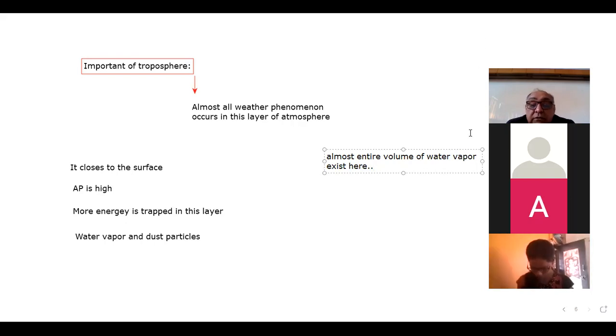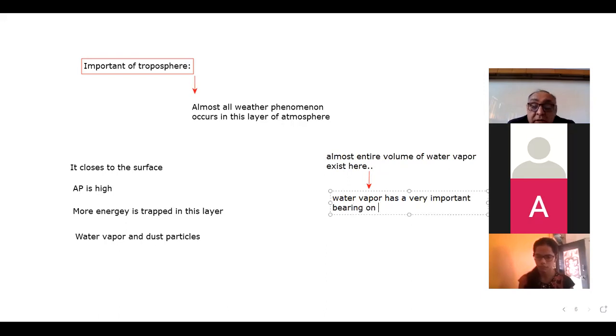Yesterday I told you that water vapor has a very important bearing on weather phenomena. Yes, sir, cloud formation. Water vapor has a very important bearing on weather phenomena. So that is one important point.